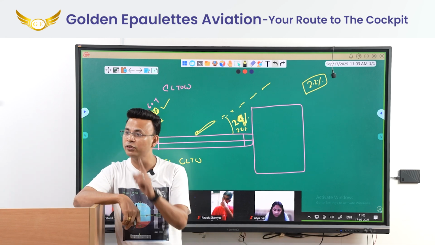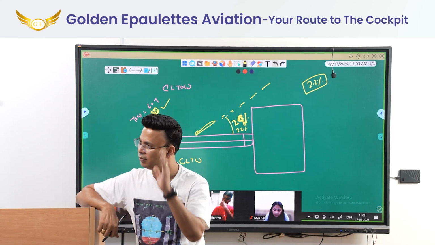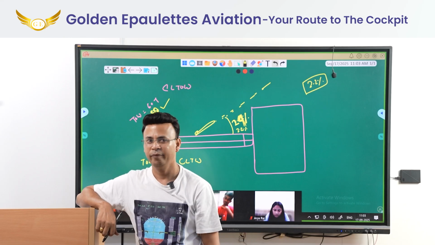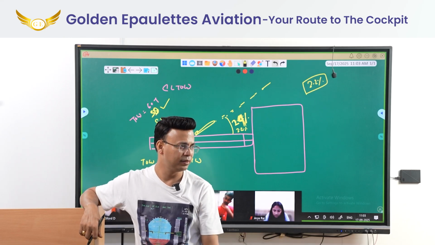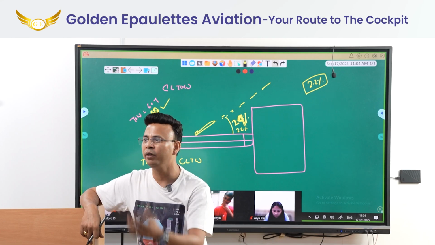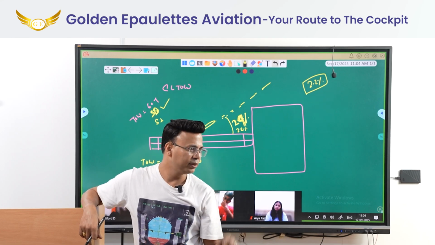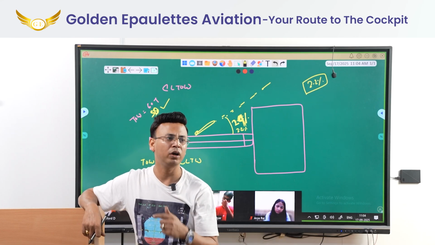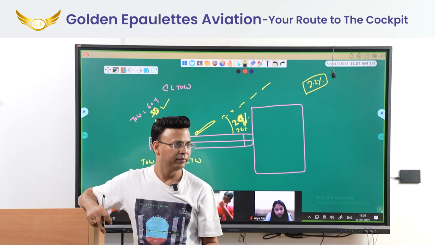Though my structural takeoff weight is 76 tons, can I carry 76 tons? No. So today your takeoff weight is limited by what? Performance. And under performance, what? Climb. Is that okay?